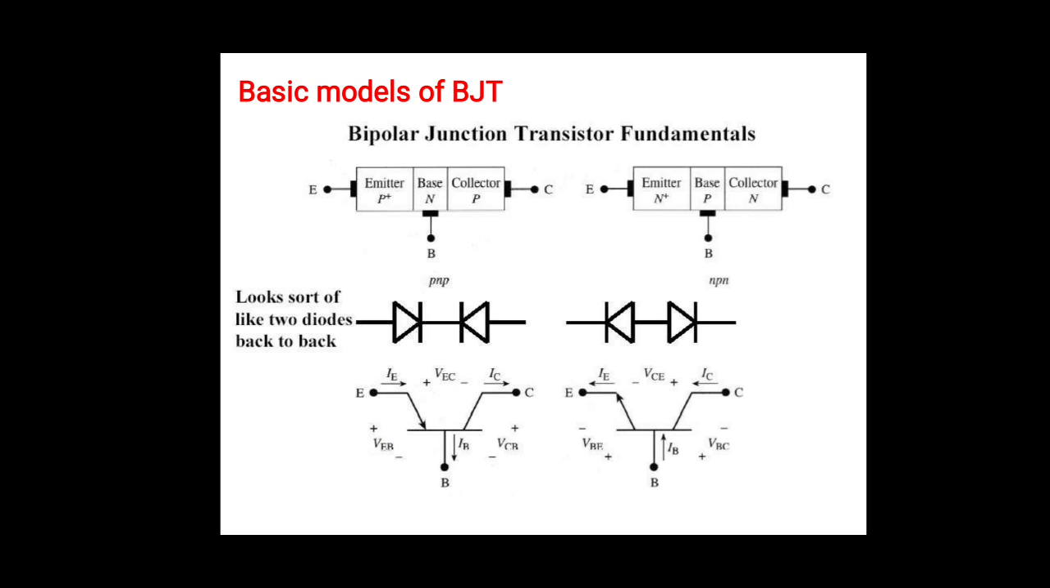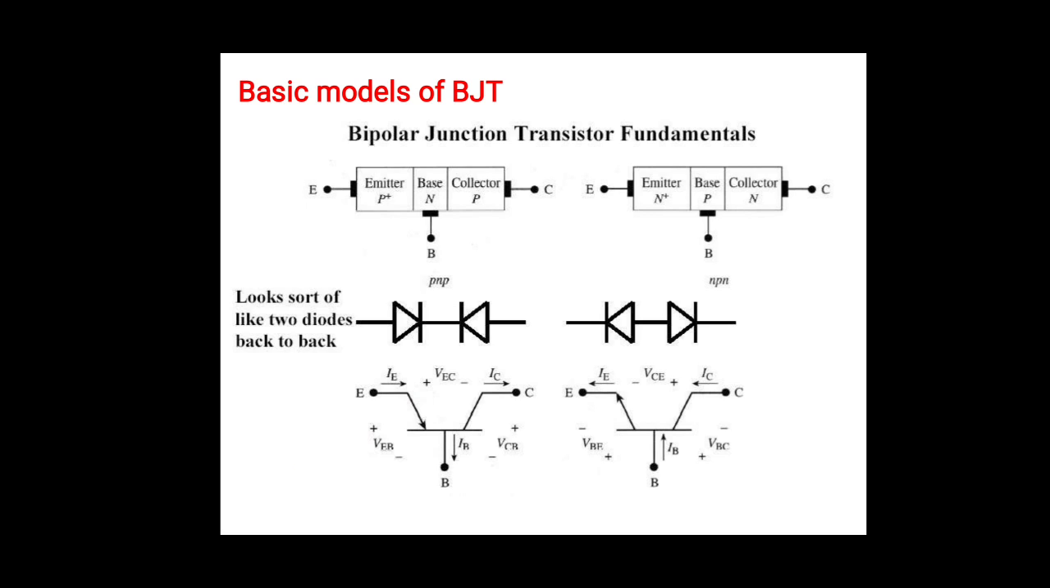So see, this is VEB, the voltage across the terminals base and emitter. Here, in this case, the emitter is positive with respect to the base, which is negative. The voltage between the terminals base and collector is VCB, and the voltage between the terminals emitter and collector is VEC.